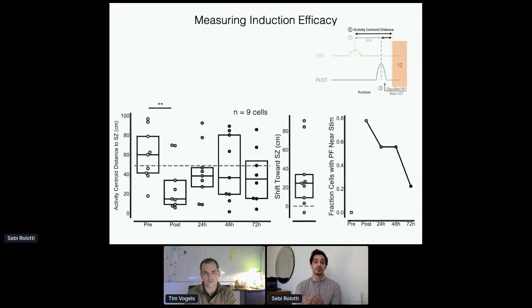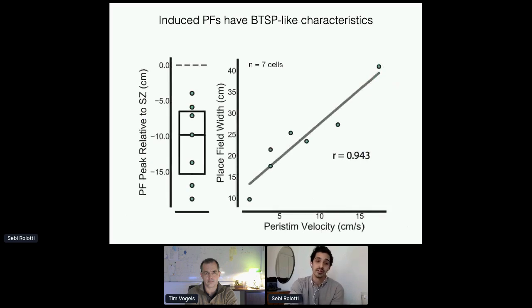And then finally, by computing place fields on all these cells, we find that 7 out of 9 of the stimulated cells had new fields near the stimulation zone during post, and 2 of those cells still had fields there up to 72 hours later. Importantly, these new fields had all the features of BTSP I previously described. They formed after at most 5 pairings of place and stimulation. They all had peaks just prior to the stimulation zone. And the place field widths are strongly correlated with the velocity of the mouse during the seconds around that first stimulation.